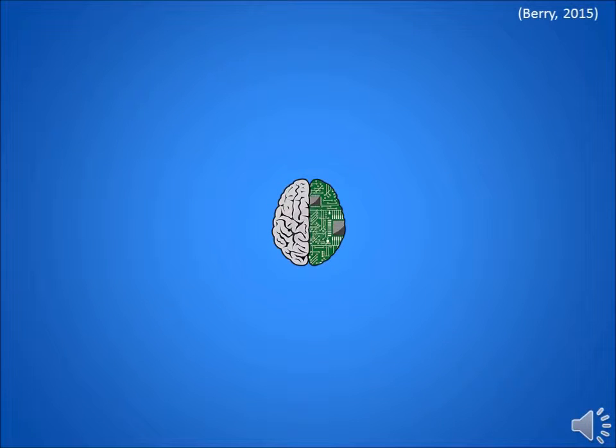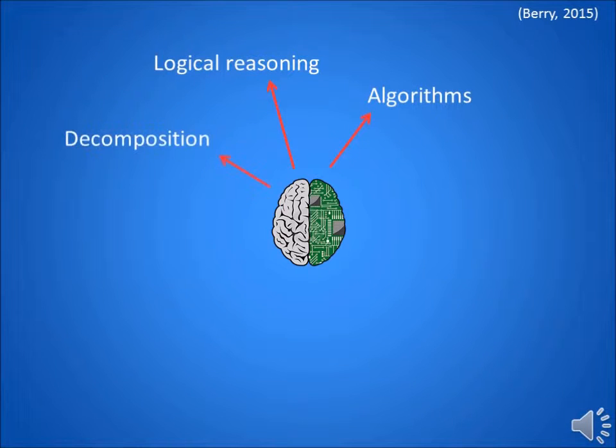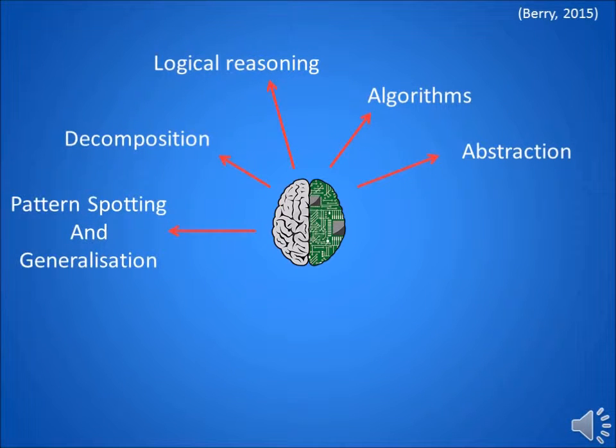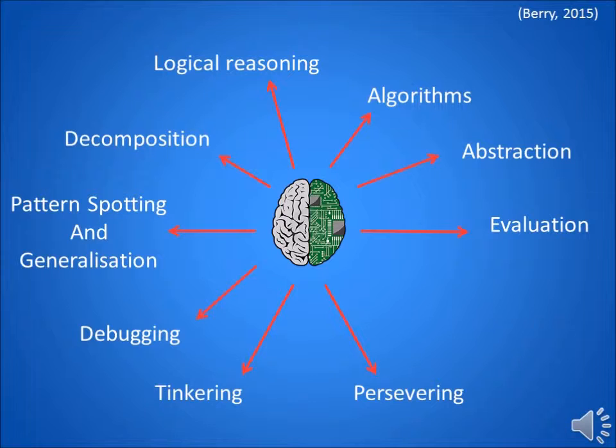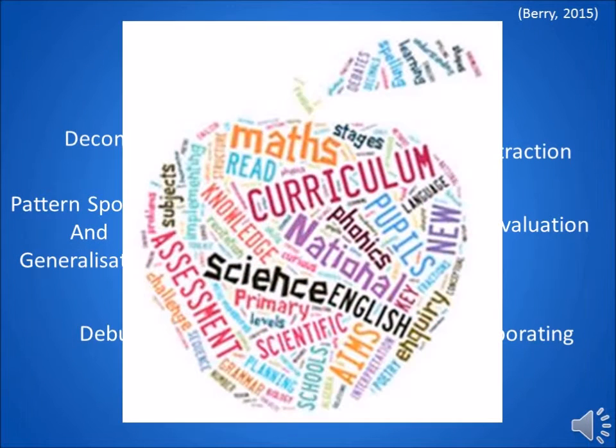Berry suggests that computational thinking is made up of different processes, including logical reasoning, algorithms, decomposition, abstraction, pattern spotting, and generalization and evaluation, although additional processes such as debugging, tinkering, persevering, and collaborating would all be important skills to use when trying to think critically and solve problems. It is not only in computing that we are required to solve problems, so the processes encompassed by the term computational thinking can be developed in all areas of the curriculum.